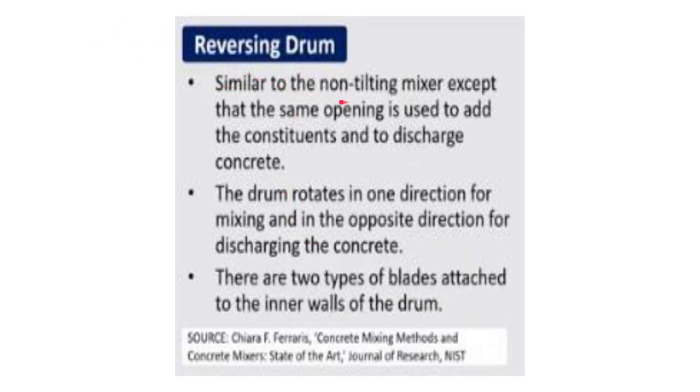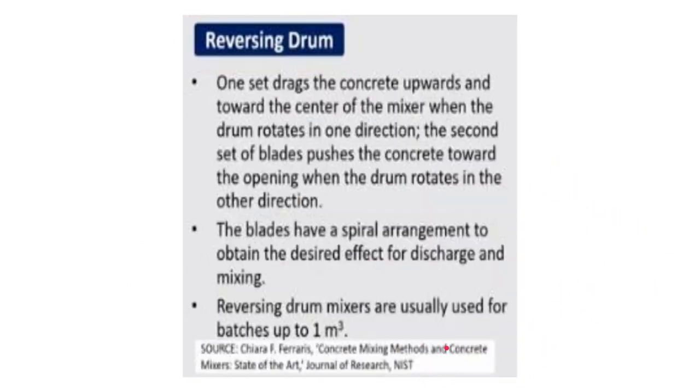In the case of reversing drums, it is almost similar to the non-tilting mixer, but the basic difference is that the same opening is used to add the constituents and also to discharge concrete. The drum rotates in one direction for mixing and in the opposite direction for discharging the concrete. There are two types of blades attached to the inner walls of the drum, one for mixing and the other for discharging.